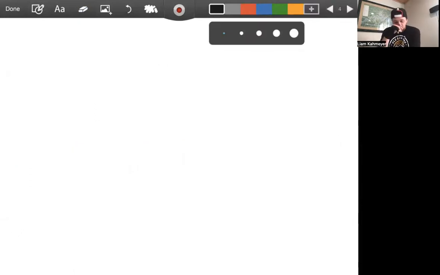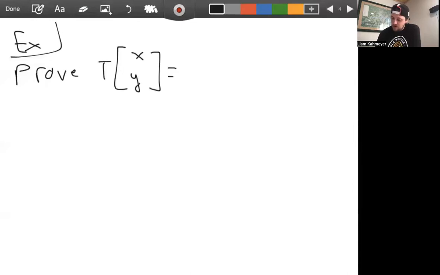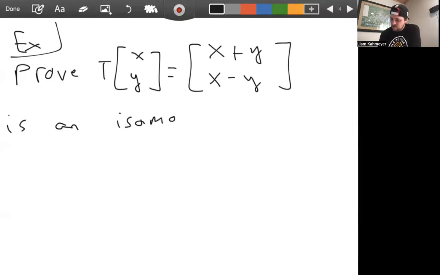Okay, let's see an example. What's an example of an isomorphic map, and how do we show that it's an isomorphism? So let's prove that T of (x, y) equals (x plus y, x minus y) is an isomorphism of R2 to itself.